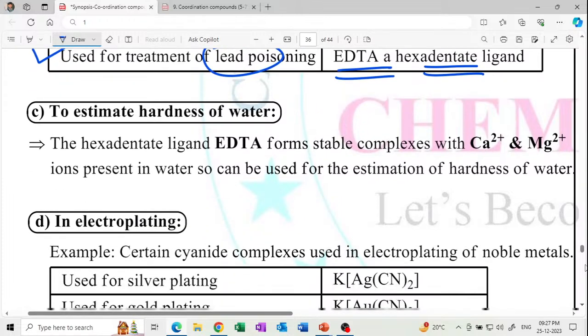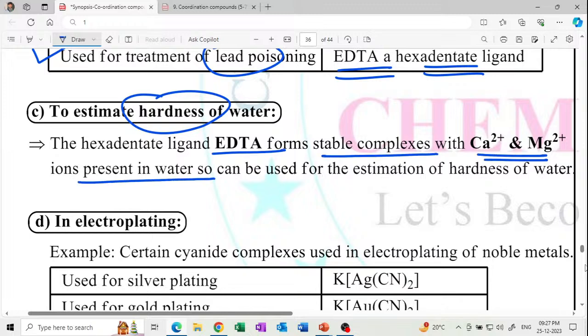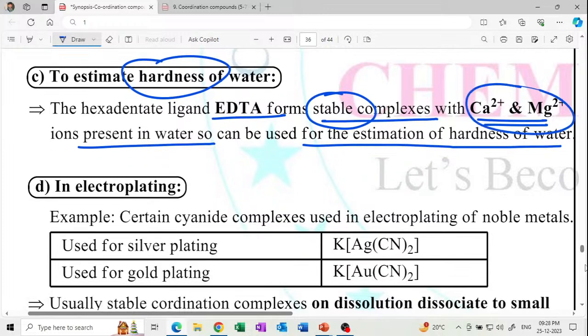Next, to estimate the hardness of water. EDTA forms the stable complex with calcium and magnesium ions present in water, so it can be used for estimation of the hardness of water. Because this is a hexadentate ligand, na? So we make chelation. Chelation stands for ring formation. That's why it is the most stable complex. So it is very easy to find out the hardness of water. Calcium, magnesium present in hard water. Get it?